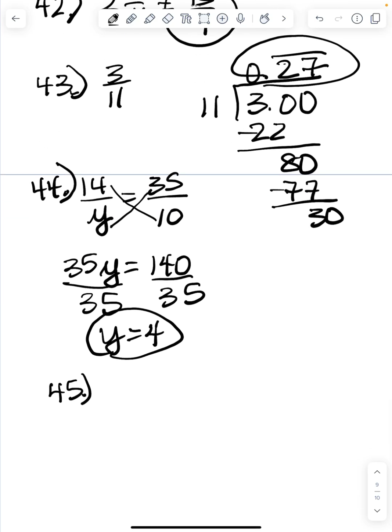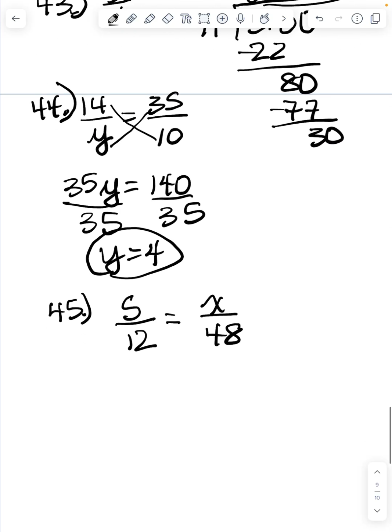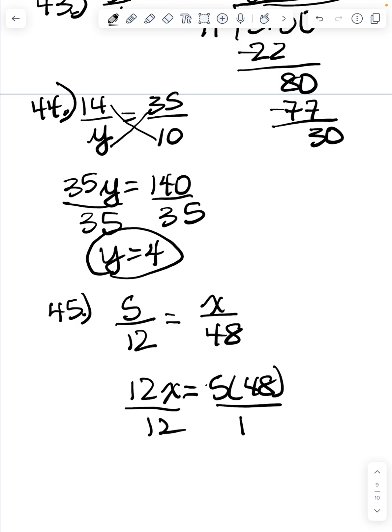Number 45. 5 is to 12 as x is to 48. Cross multiply. 12x equals 5 times 48. We're going to divide both sides by 12. So x is going to be 20.